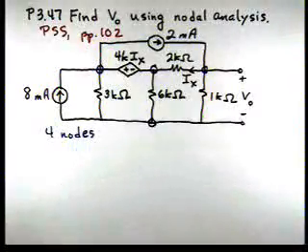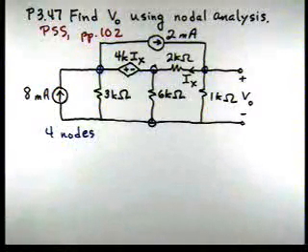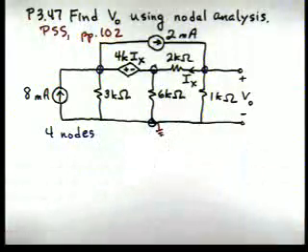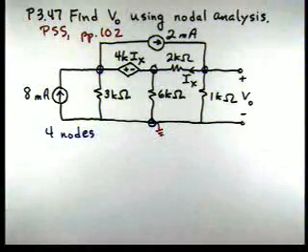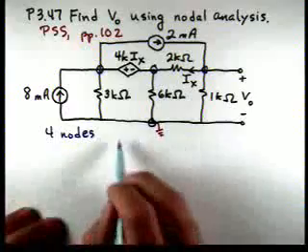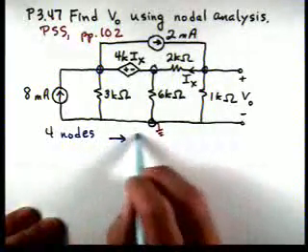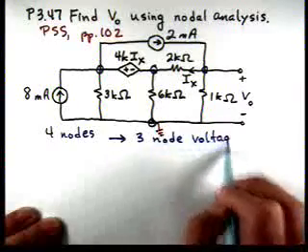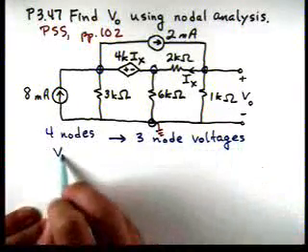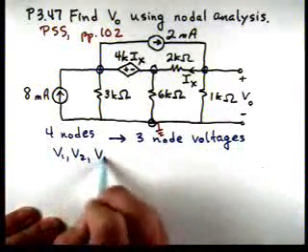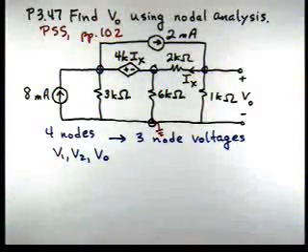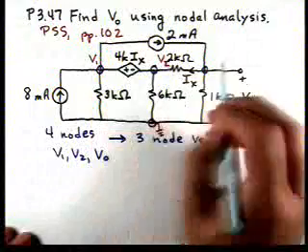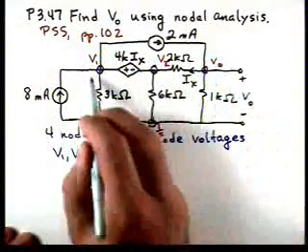And our problem solving strategy says select one as a reference. So let's select the bottom node as a reference. That way we can solve for V0 directly. So we have 4 nodes. That gives us 3 node voltages. And those node voltages are V1, V2, and V0. And I'll label those on the diagram. I'm going to call this one V1, this one V2, and that one V3.